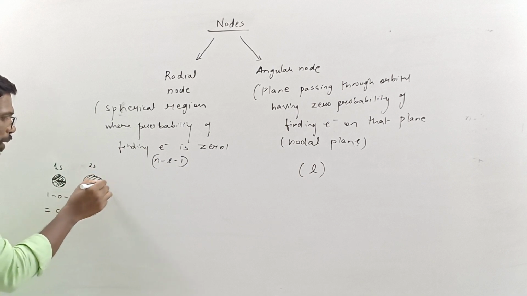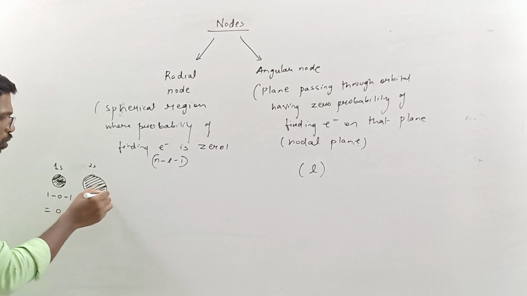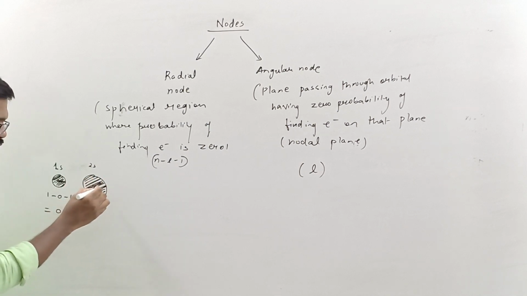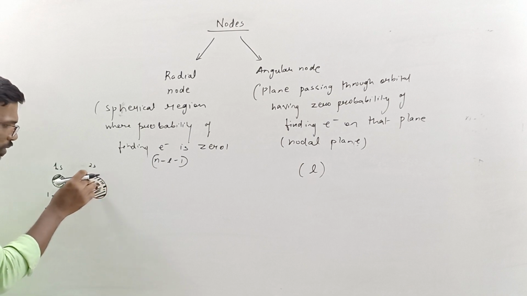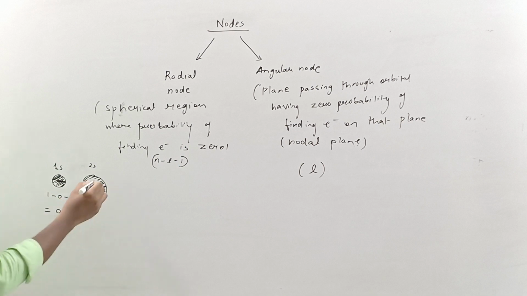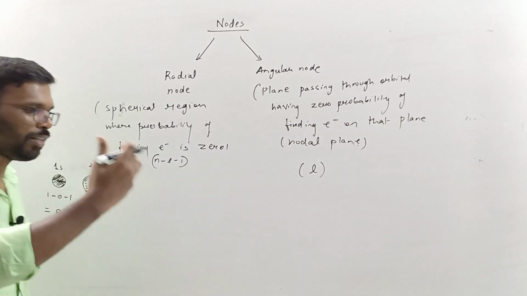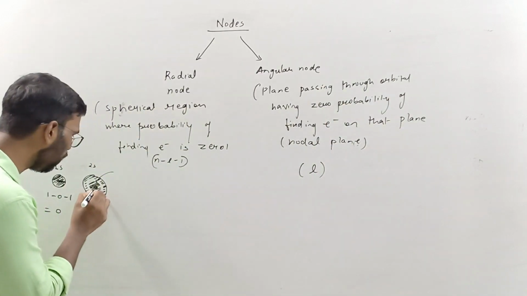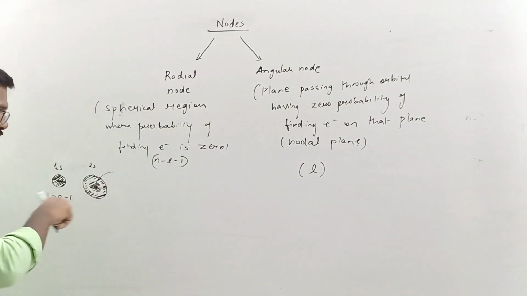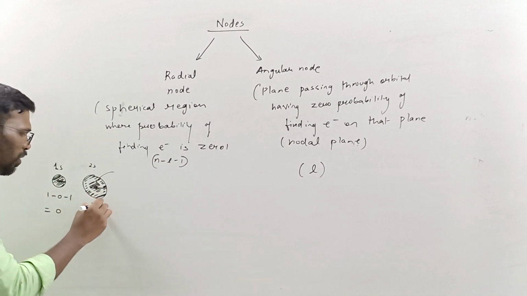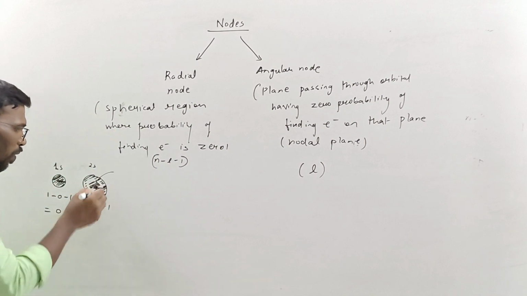So the 2s orbital will be slightly bigger, right? This is the nucleus where the chances of finding the electron are maximum, and I'll draw a small region around this. This is a spherical region where the chances of finding the electron are zero. So as we go from the center to the outside, this is the radial node. There is one radial node. By calculation, this is 2 minus 0 minus 1, which is equal to 1 radial node.